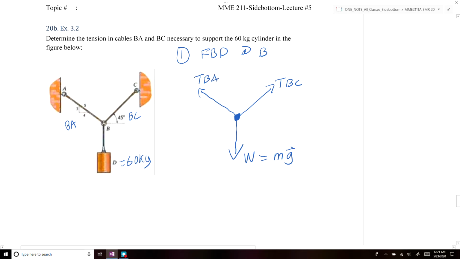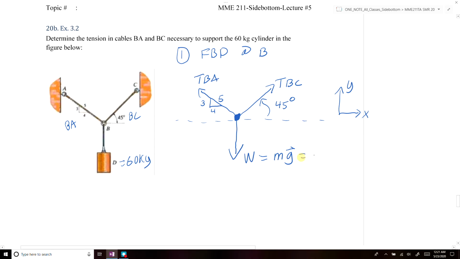We are also going to draw our horizontal axis here. We know that TBC is at a 45-degree angle from the positive x-axis, and we're given that TBA acts along a 3, 4, 5 triangle. The last thing we'll define is that we're just going to use a standard XY coordinate system, and that is our completed free body diagram on the system.